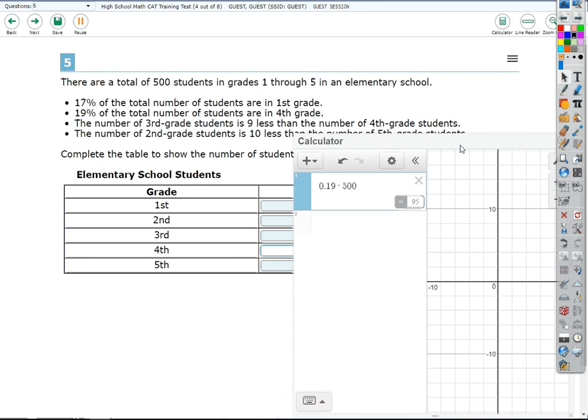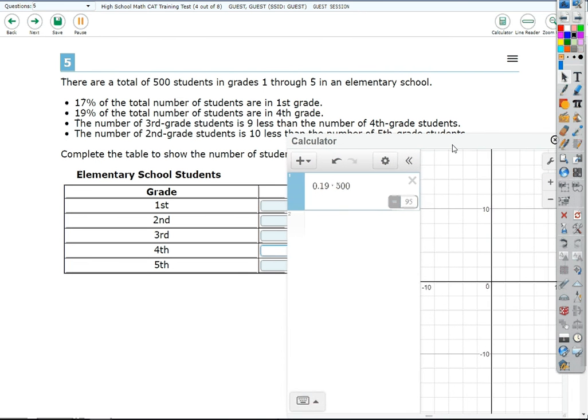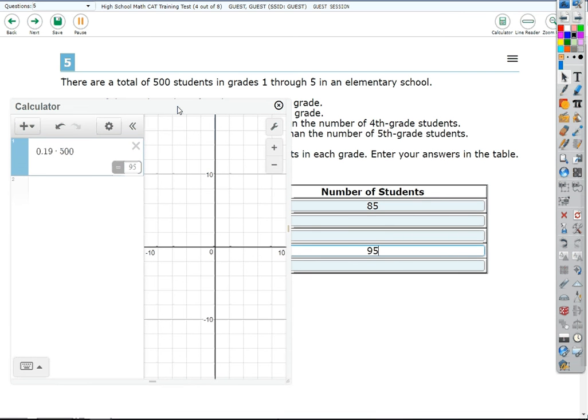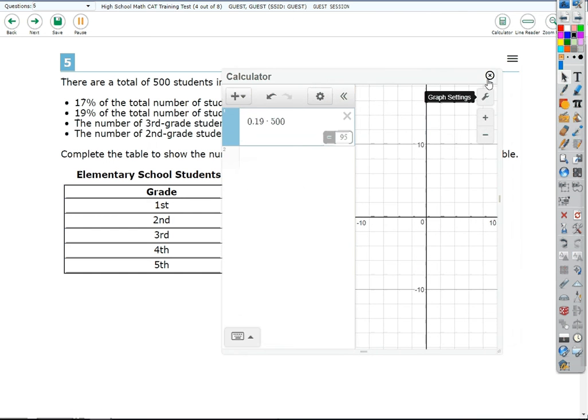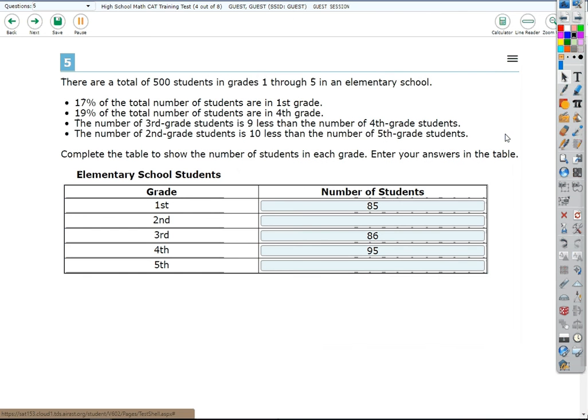The number of 3rd grade students is 9 less than the number of 4th grade students. Well, if there's 95 4th grade students, what's 9 less than that? 86. Okay, so far so good. Now we finally get down to the last two. It's a little more complicated, but if there's a total of 500, how might we approach this?